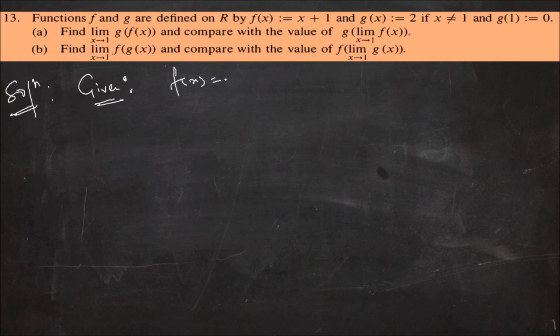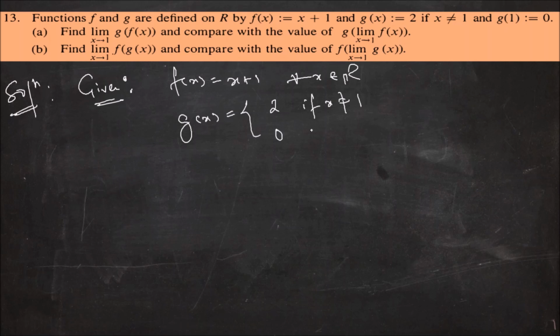Given is f(x) equal to x plus 1 for all x in R, and g(x) equal to 2 if x is not equal to 1 and 0 if x is equal to 1. So this is how g is defined. Let us first find the limit as x tends to 1 of g(f(x)). First we will find g(f(x)) for any x.